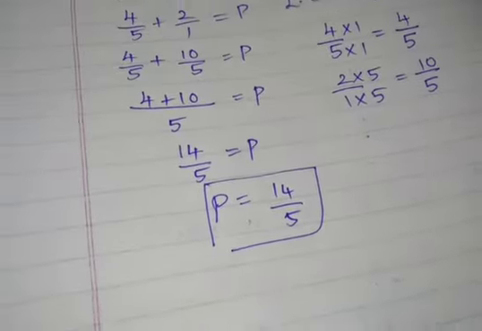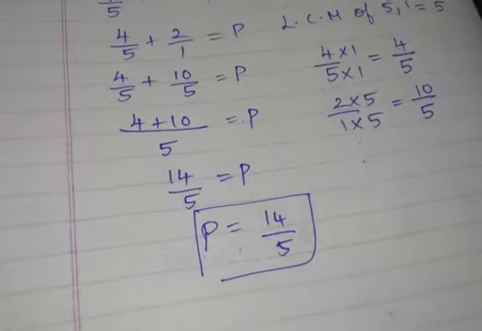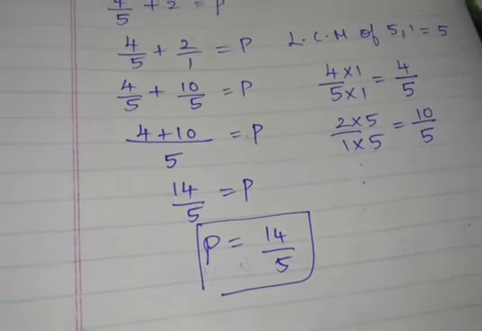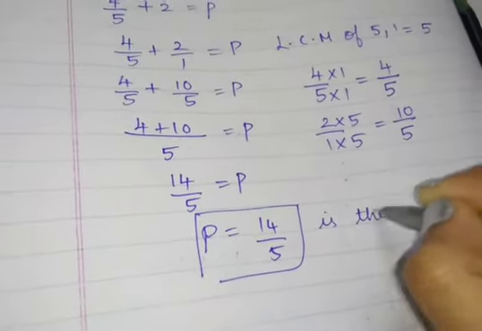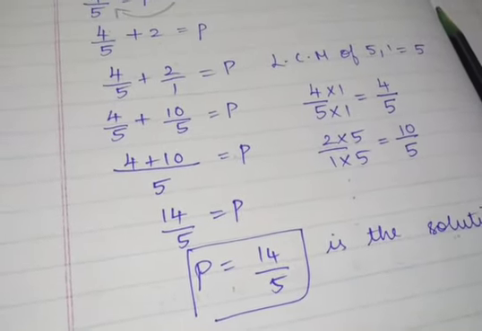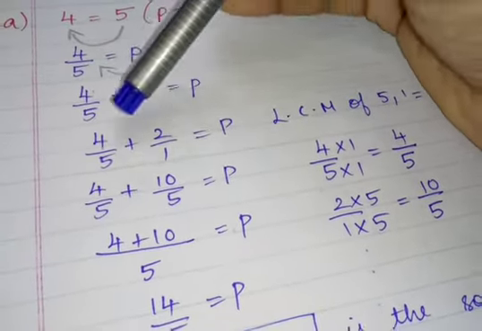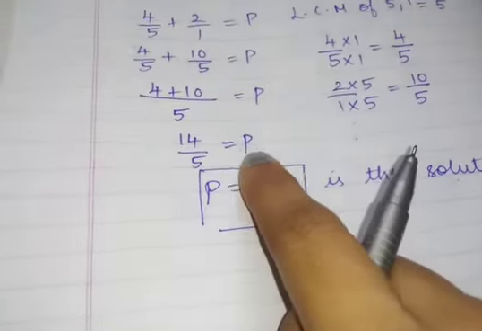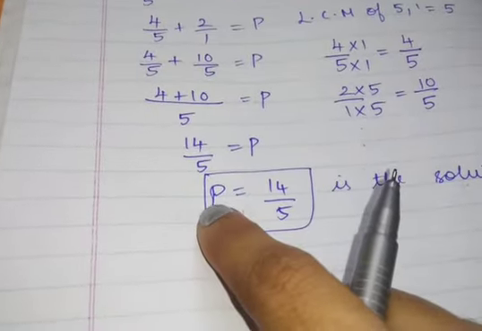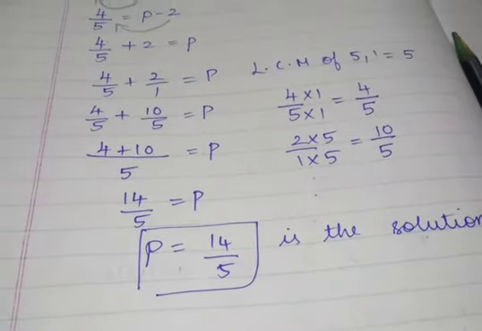Actually 14 by 5 equal to p and p is equal to 14 by 5, both are the same. I told you, when you change the LHS and RHS part, it gives the same meaning for the equation. So p is equal to 14 by 5 is the solution of the given equation. Understood? It is very easy. I am shifting this 5 first, then plus 2, then taking LCM and finding the value of p. Then I am changing this p towards the left side and 14 by 5 towards the right side. Understood? This is your A problem.